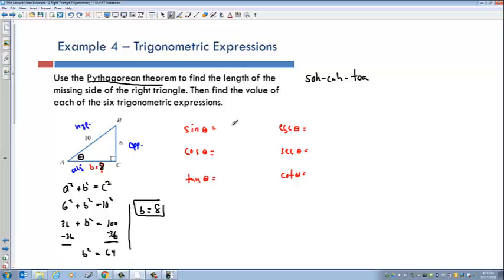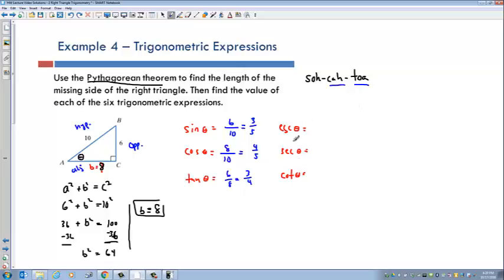The sine of theta is the opposite over the hypotenuse, so it should be 6 over 10, since the opposite side is 6 and the hypotenuse is 10, which reduces since they're both divisible by 2, so 3 over 5. And the cosine is the adjacent over the hypotenuse. The adjacent side we just found was 8, and the hypotenuse is 10, so that reduces to 4/5. And of course, tan of theta is the TOA part, and TOA means opposite over adjacent. So it's 6 over 8, which is equal to 3 over 4.